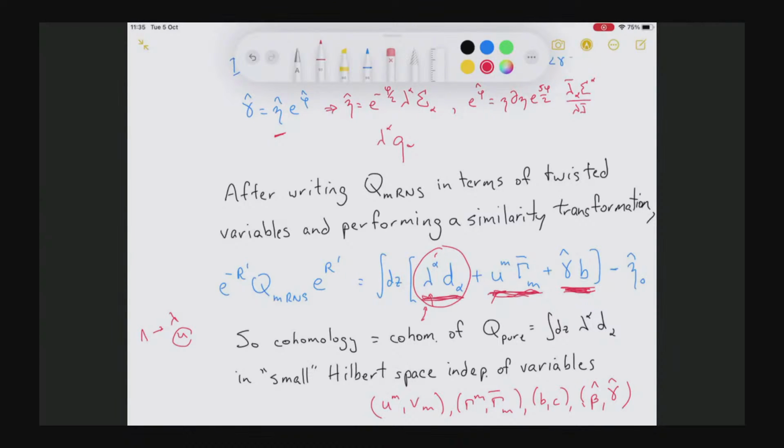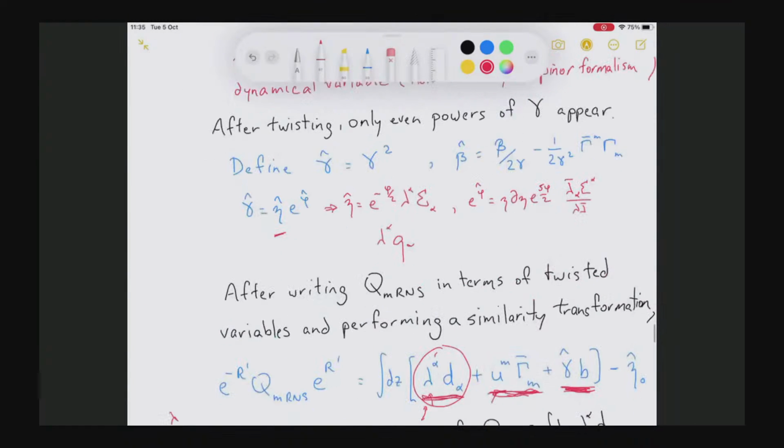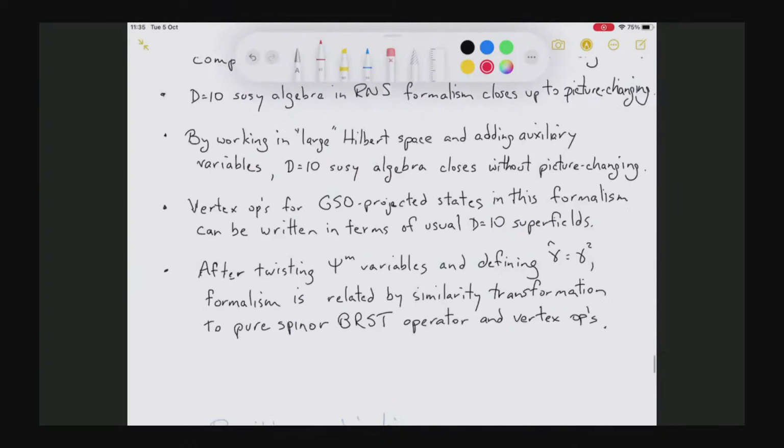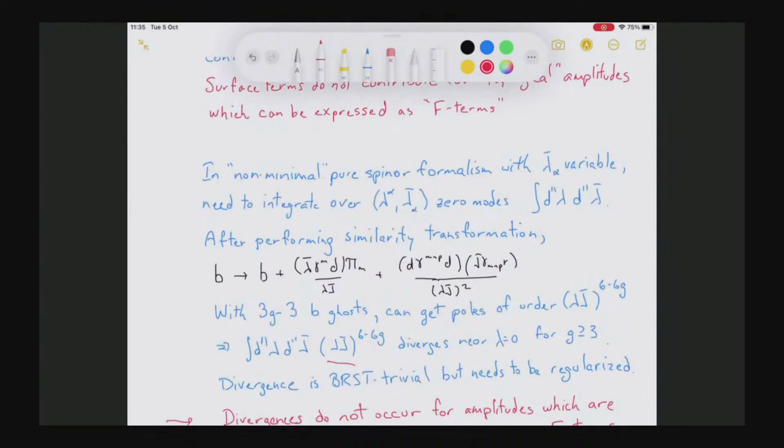You don't have any picture changing operators in the modified RNS? So when you compute higher genus amplitudes in RNS, yes, you need to introduce picture changing operators in order to get essentially the correct picture for the higher genus scattering. Now, I didn't mention that in the pure spinor formalism, what you have to introduce is this b ghost to compute higher loop amplitudes. And the b ghost, I think I wrote it down here somewhere. So the b ghost is this object here. I guess I didn't write it explicitly.